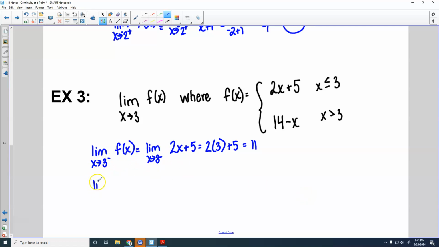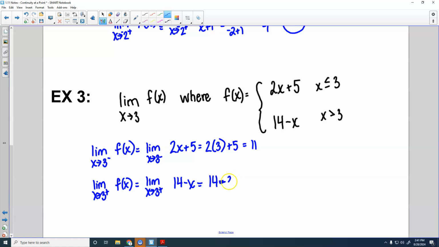And then from the right, we're going to do the limit as x approaches 3 from the right of f of x, which from the right-hand side, we need to use the bottom function, which is 14 minus x. Again, another just direct substitution.